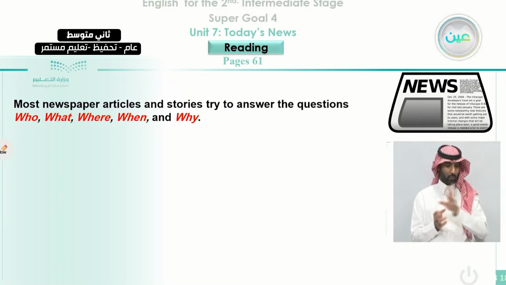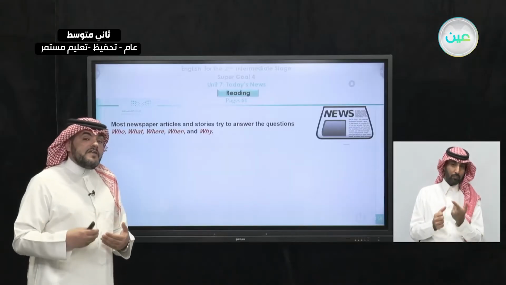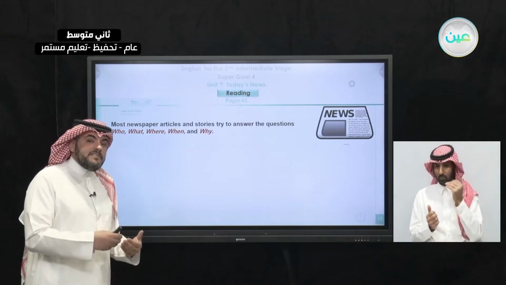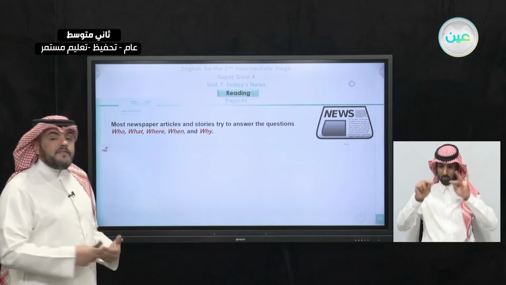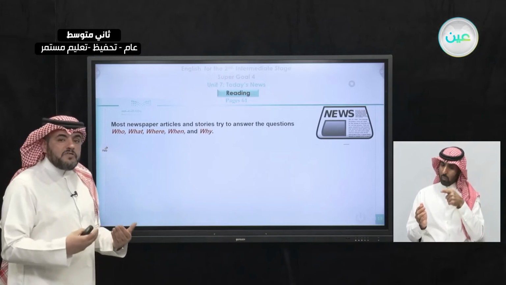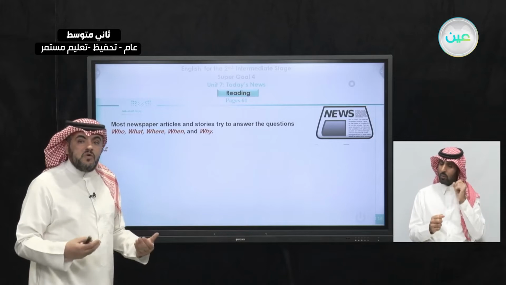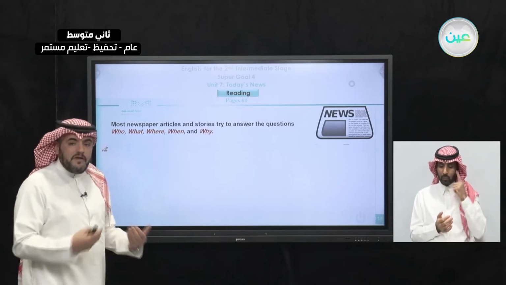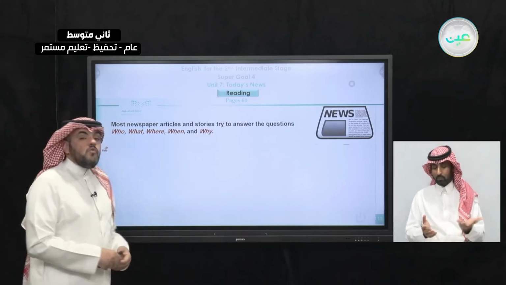Most newspaper articles and stories try to answer questions. Whenever you read stories in the news, okay, or somebody tells the story, there are some particular things that should be included in this article. The reader in this article wants to know who the person, the character of this news is. Also, he or she wants to know what happened, and also wants to know where this thing happened, also wants to know when, the time of this thing, and the last thing, why it happened.